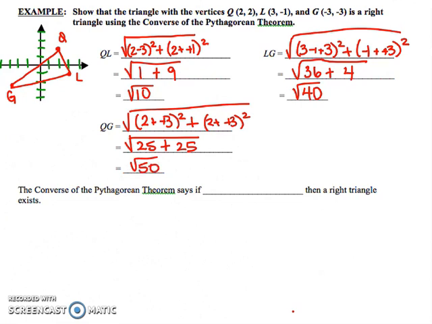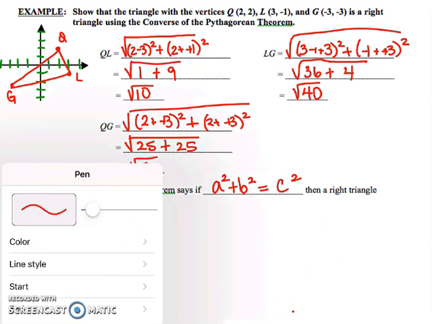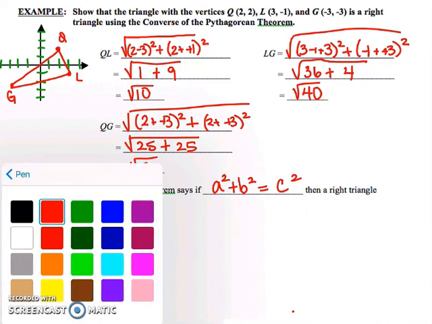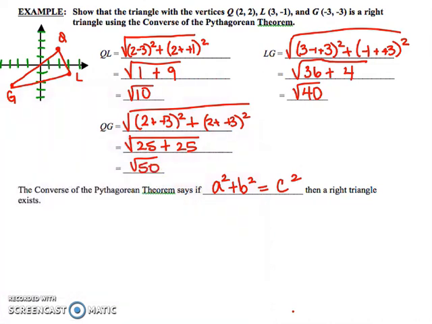Okay, so now that we know that, remember the converse of the Pythagorean theorem says that if a squared plus b squared equals c squared, then a right triangle exists. Well, when you're looking at a triangle, remember that of the lengths of the three sides, the longest side is always your hypotenuse. So if we look at the lengths of the three sides that we found, this side has to be C. And it doesn't matter whether we call QL A or B. So we'll call it A and we'll call LG B.